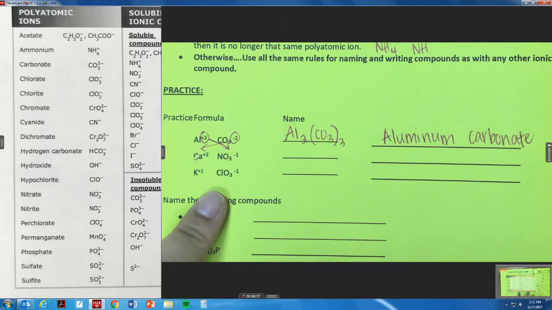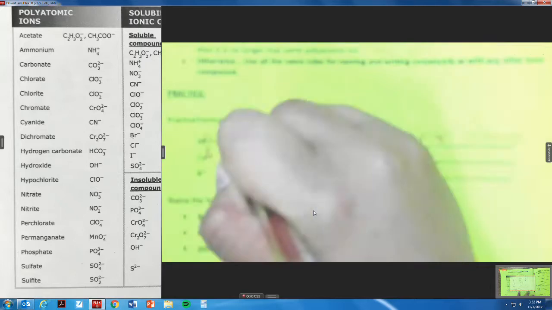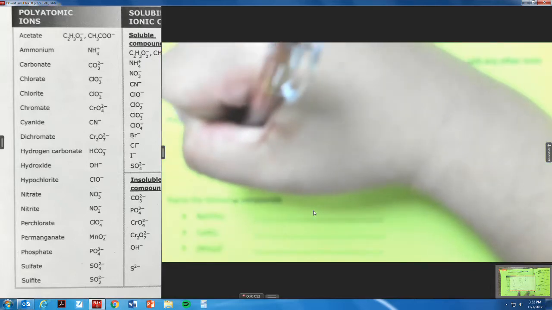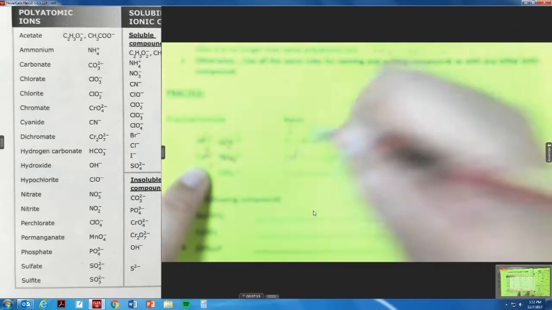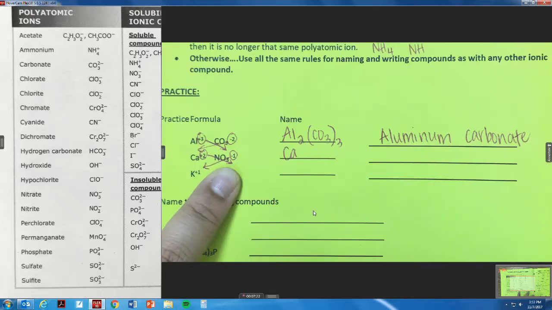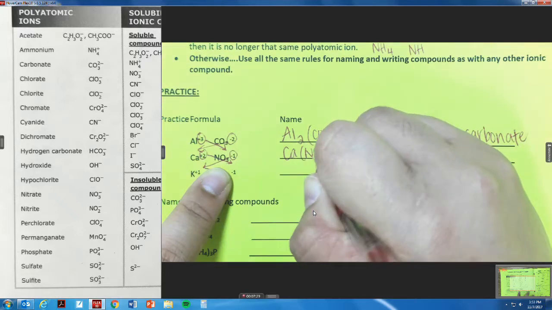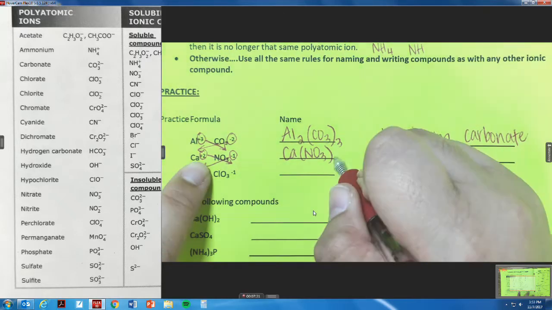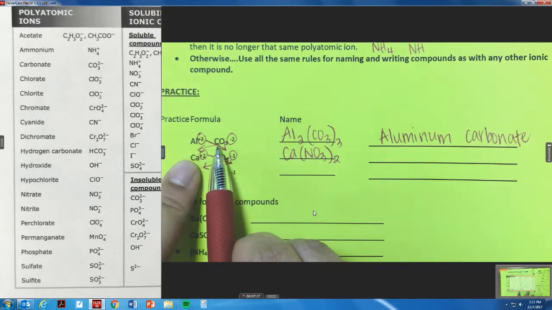Okay, so we have calcium, positive 2, NO3, negative 1. So what are we going to do? We're going to crisscross our charges, and they're going to become the subscripts of the opposite element. So 2, my negative 1, it's going to become the subscript for the opposite element. So then I have Ca with a 1 subscript, and then I have NO3 with a 2 subscript.